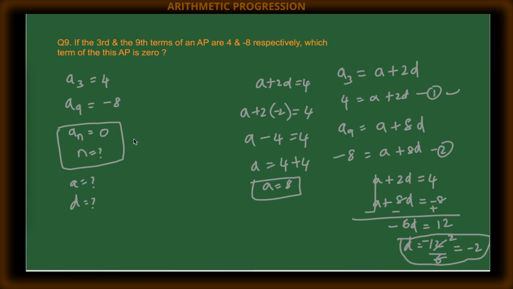Now let's try to find at which position the 0 term comes. Which term of the AP is 0? It's asking which term of the AP is 0. So let's put it here: an is equal to a plus n minus 1 into d.